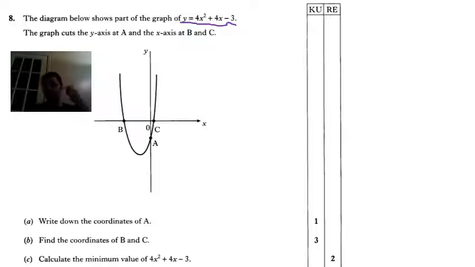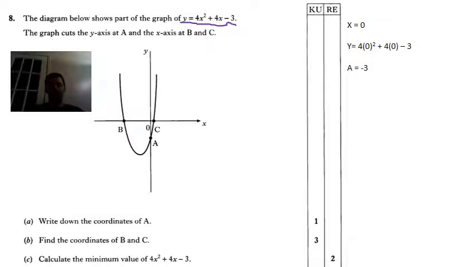So for this particular one, it says find the coordinates of A. Well, if you look there on the graph, x will be 0 at that point. It's on the y-axis, so x is 0. So I can put that into that equation. X is 0, 4 lots of 0 squared, plus 4 lots of 0, take away 3, so A is negative 3. Looks about right too, it's 3 under the graph, makes sense. A is negative 3.